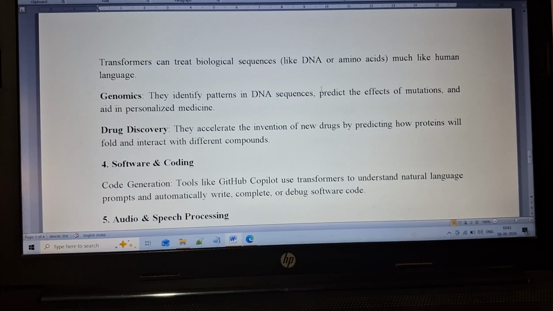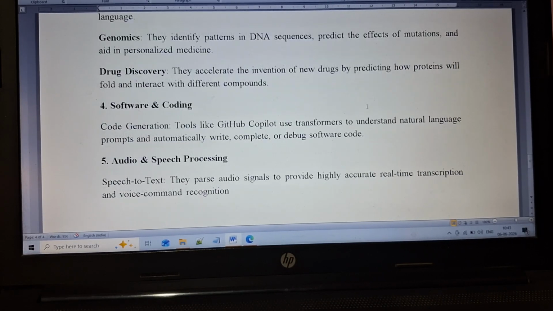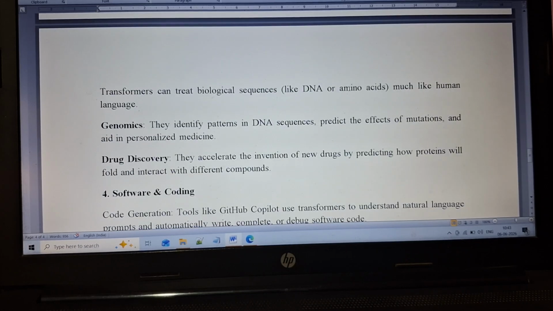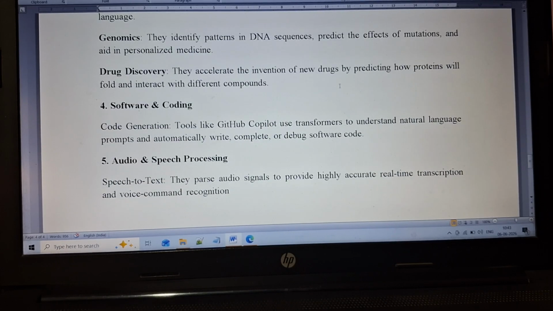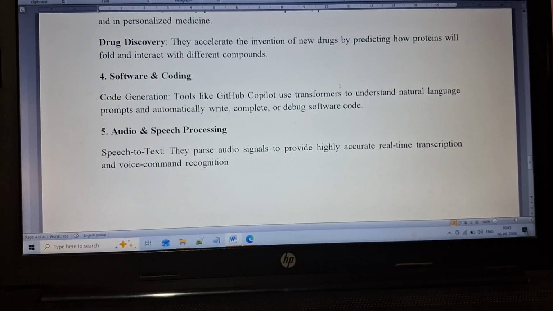Healthcare and biology. Transformers can treat biological sequences like DNA or amino acids much like human language. Genomics: they identify patterns in DNA sequences, predict the effect of mutations, and aid in personalized medicine. Drug discovery: they accelerate the invention of new drugs by predicting how proteins will fold and interact with different compounds. Software coding, code generation.